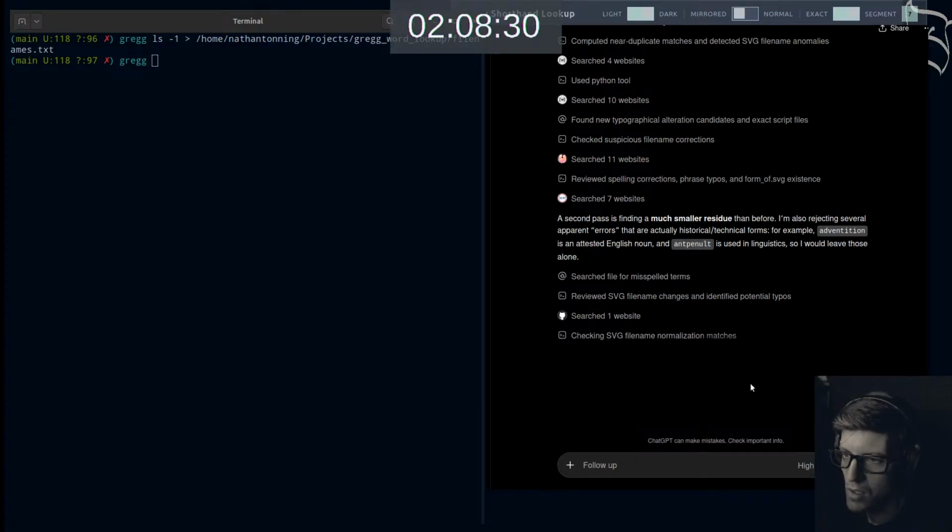So also rejecting several apparent errors that are actually historical technical forms. Adventition is an attested English noun, and antepenult is used in linguistics, so I would leave those alone. So you see, it's very interesting. You actually can understand words more effectively using this approach as well. Really fascinating.